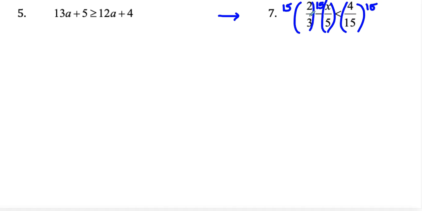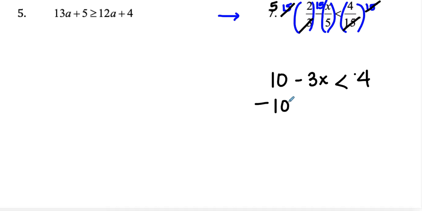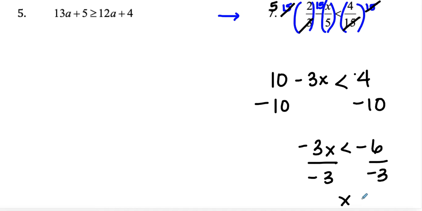All right, then we simplify. 3 goes into 15 5 times. 5 times 2 gives me 10. 5 goes into 15 3 times. 3 times -x gives me -3x. Is less than. 15 and itself, they cancel to 1, and we're left with 4. Now we solve. So we subtract 10 from both sides, and we get -3x is less than -6. Here we have to divide by that negative, so can't forget that we are flipping the sign.